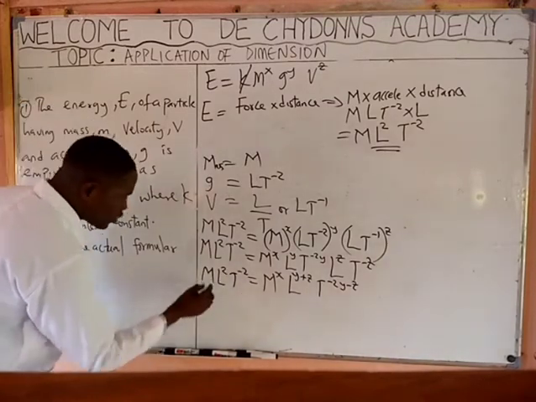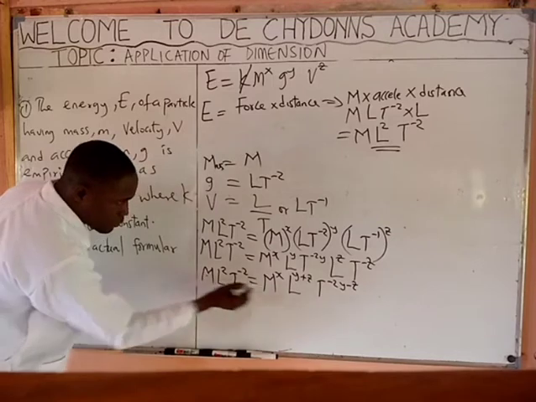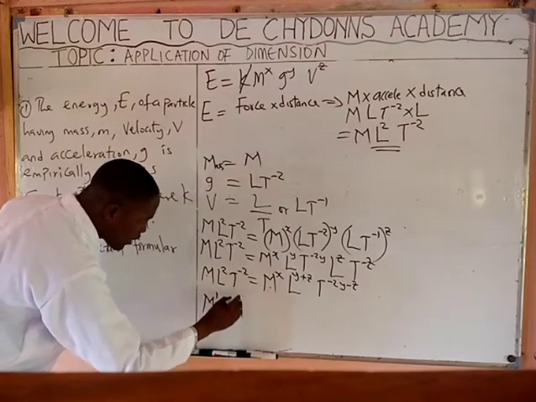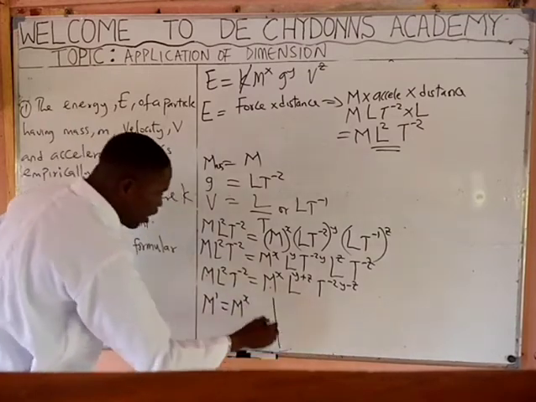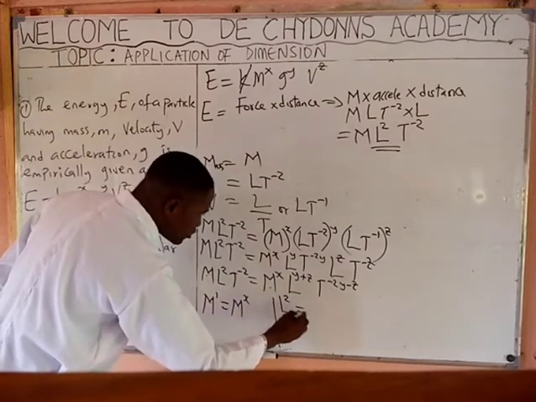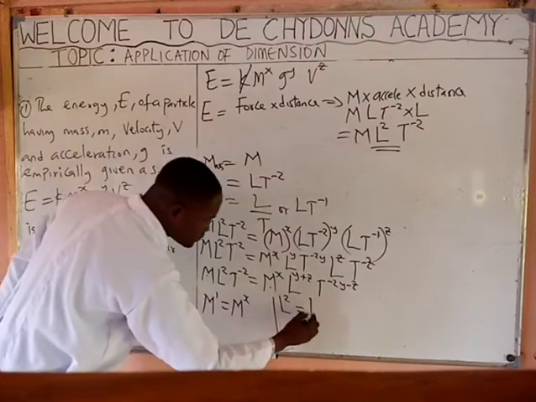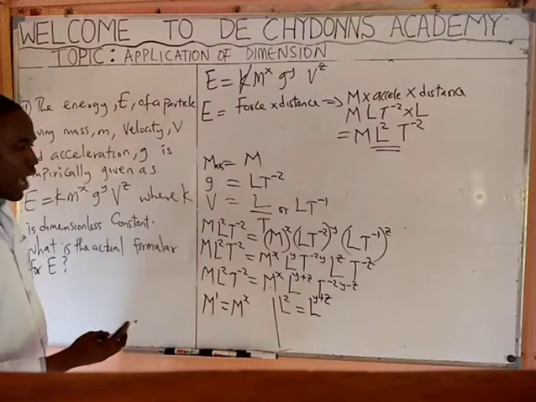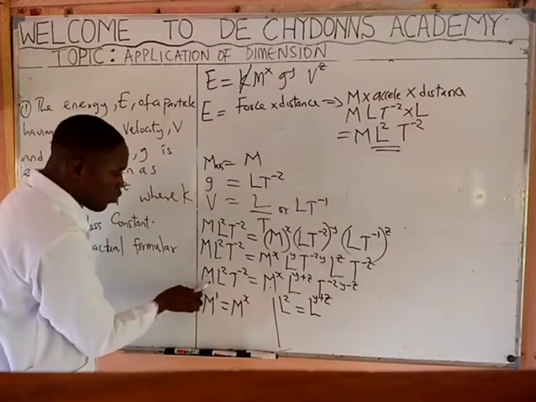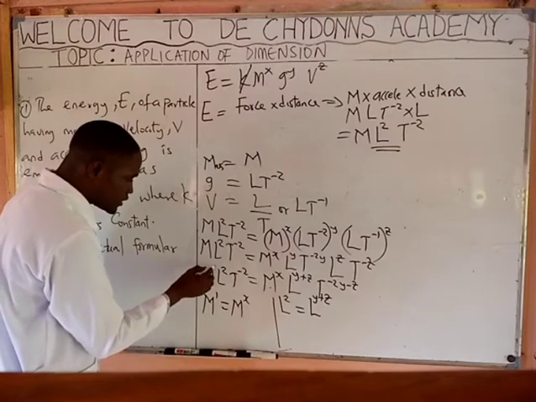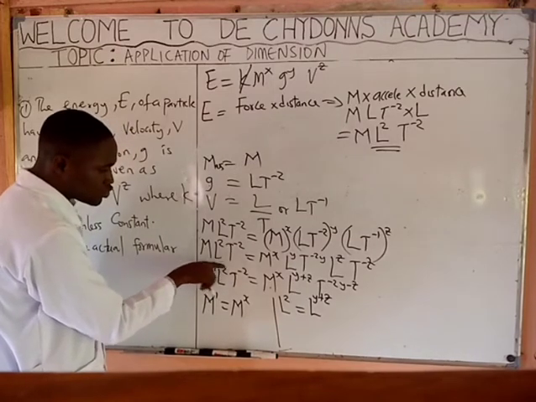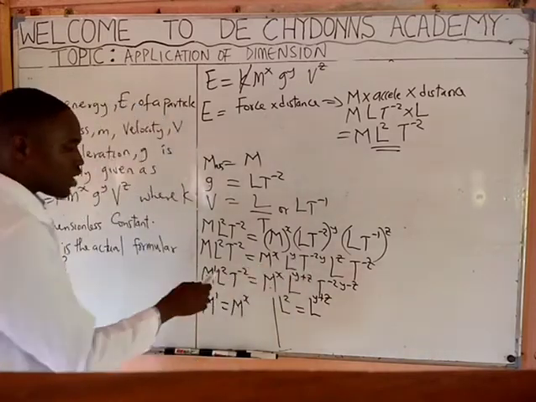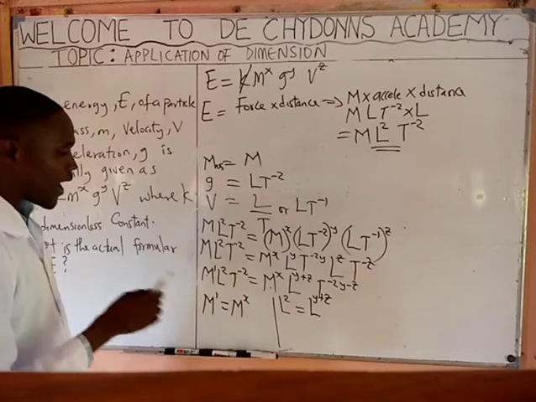This tells you that we compare this M to this, we have M raised to power 1 equal to M raised to power of x. Compare also L squared to this L. Why are we comparing it that way? If the bases are equal, the powers must be equal. The power of this M is 1. Power of this L is 2. Power of this T is minus 2. Then these are the powers of this. And from the powers, we can get the values of x, y, and z.